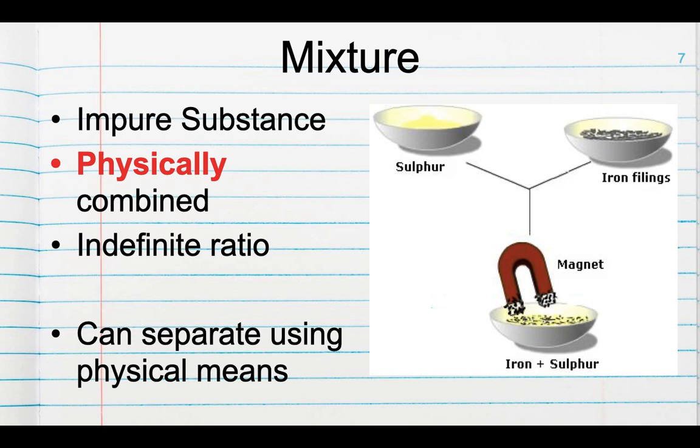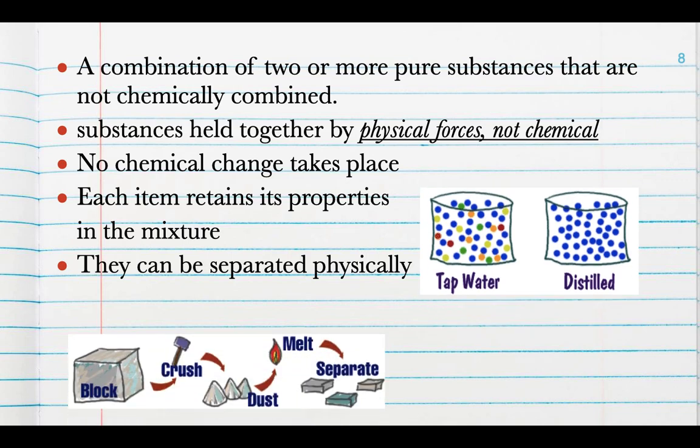So I can either make it go through a state of matter change and it would separate it, or like in the picture, I can pull the iron out with a magnet because it's just a physical separation. So still don't have to write anything. We're just kind of reviewing what makes a mixture a mixture. So combination of two or more substances that are not chemically combined or linked together. The substances are held together with physical force, not chemical force. There's no chemical change happening. I still have the same properties and the same stuff.